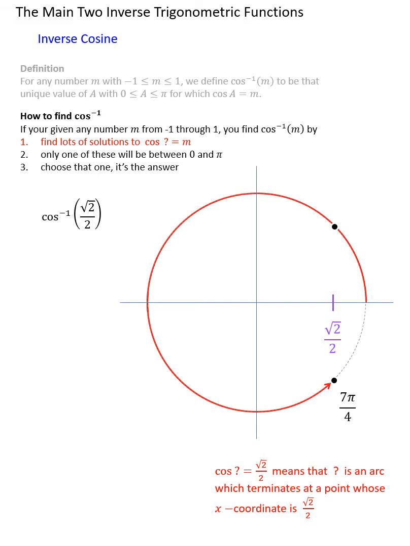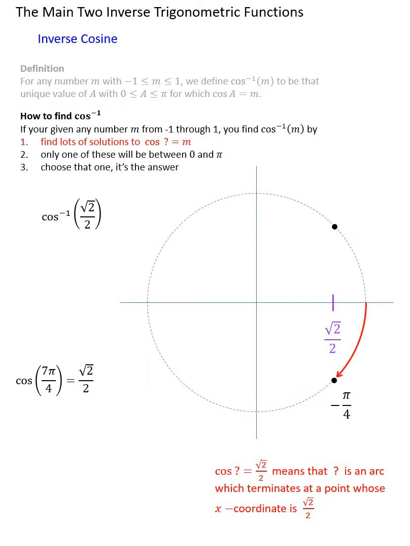Here's one of them, 7 pi over 4. You'll recall from your study of the unit circle that the cosine of 7 pi over 4 is radical 2 over 2. That's just one example. You'll notice on step 1 it says find lots of solutions to this equation. Well, there's one of them.